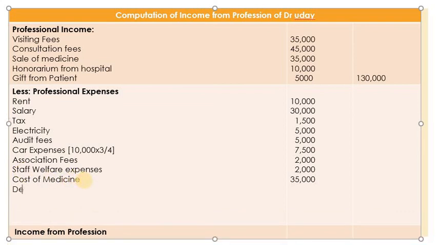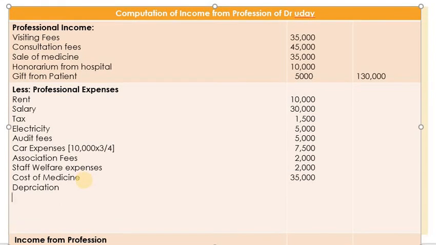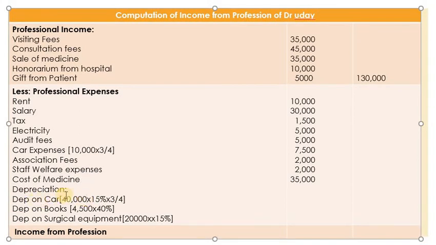Then we'll go for depreciation. Depreciation on car: 40,000 is the value of the car into 15%, into 3 divided by 4. Then books 4,500 into 40%. Then depreciation on surgical equipment, 20,000 into 15%. So we have written the amounts here: 4,500, 1,800 and 3,000. So this is the total professional expenses.